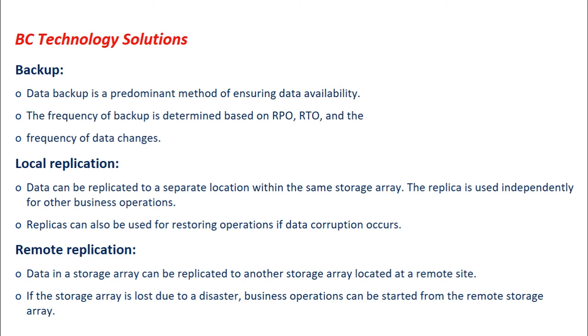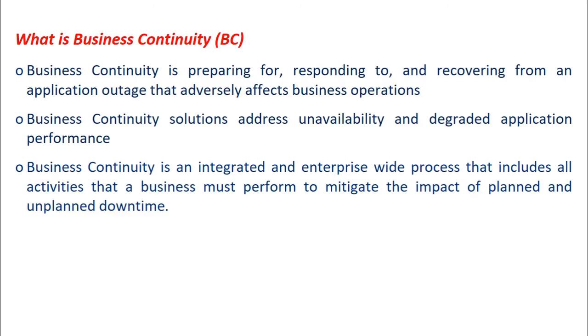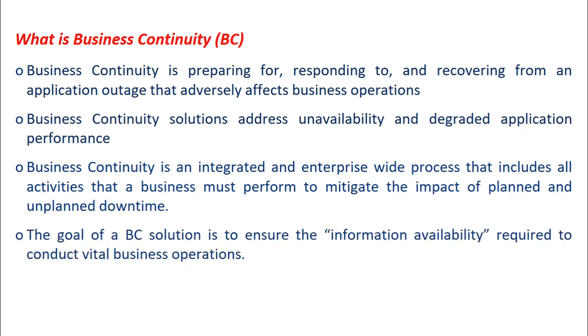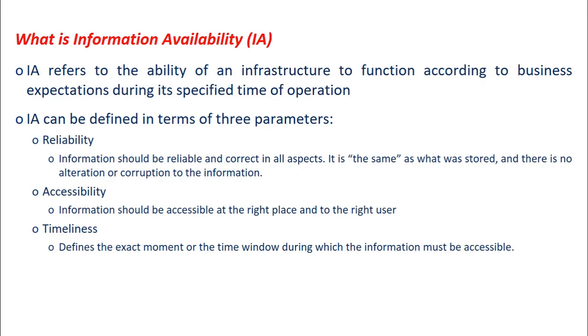Let us briefly summarize what we just discussed. We saw what is business continuity. Business continuity is preparing for, responding to and recovering from an application outage that affects the business operations. Then we saw what we mean by information availability. Information availability refers to the ability of an infrastructure to function according to the business expectations during its specified time of operation.